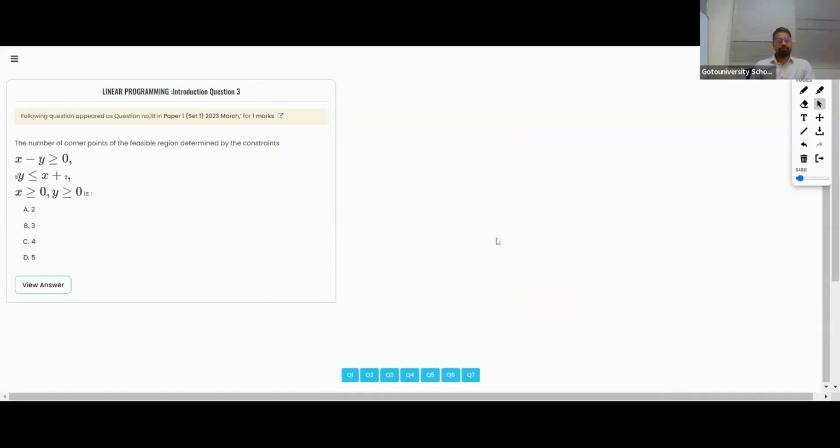Okay, so the number of corner points of a feasible region is determined by the constraints. The constraints are given. We have to check the corner points. How many corner points are there? Right? So let's see. x is greater than or equal to 0, y is greater than or equal to 0. So if I draw the line for the given graph, let's see how it looks.